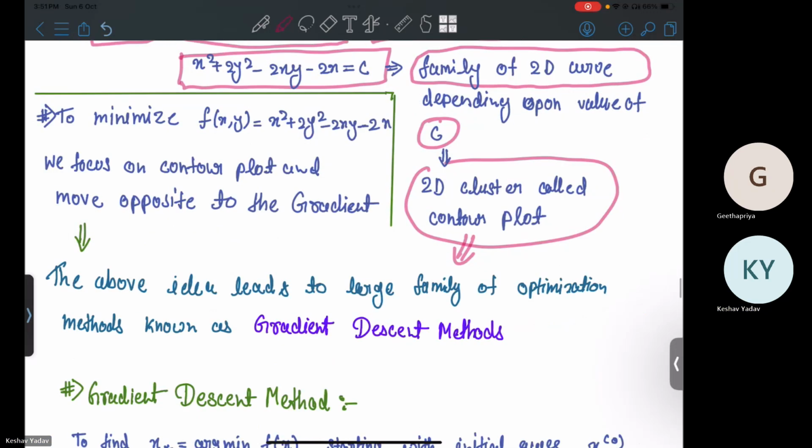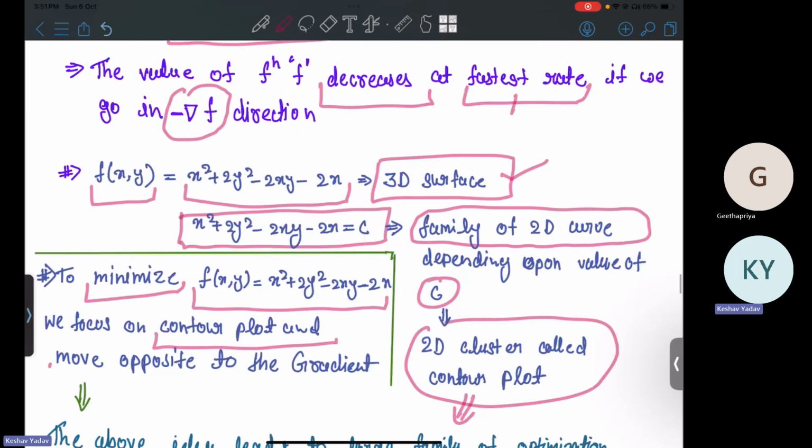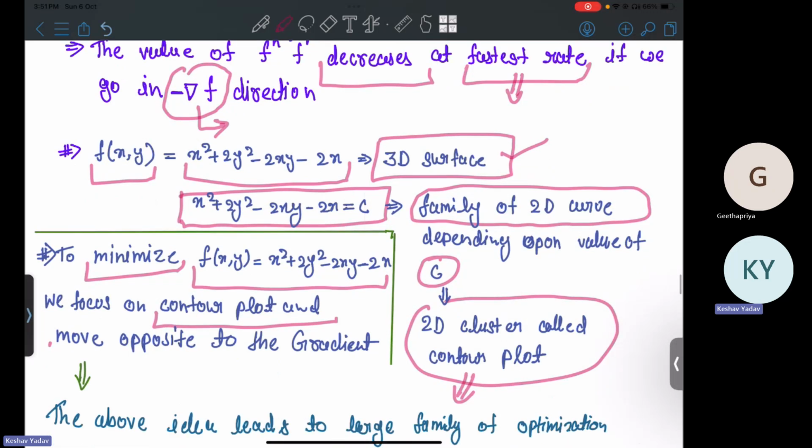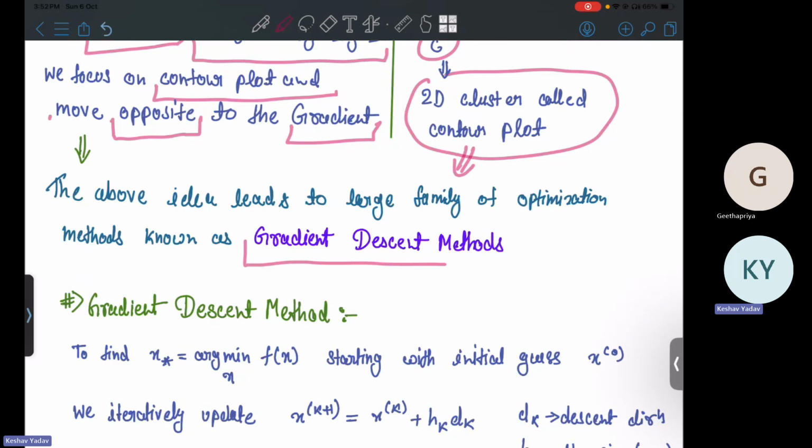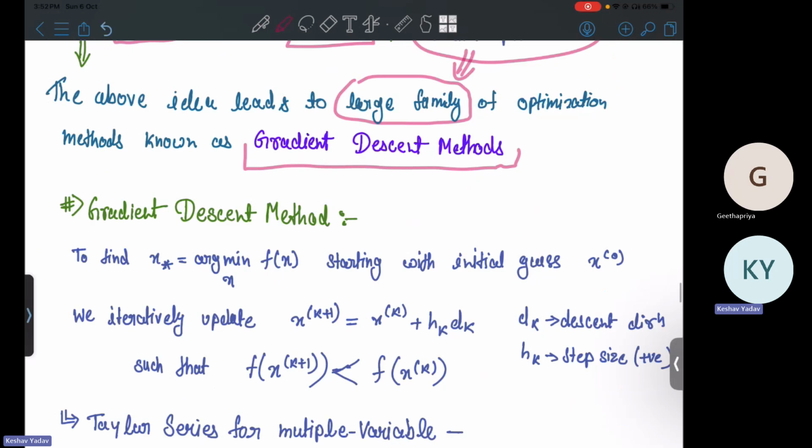Okay. So suppose I want to minimize this function, so we focus on the contour and move. We want to minimize it, and it decreases at the fastest rate in the minus gradient direction. So now what we'll do, we will find its gradient and we move opposite to the gradient to find the minima. This method is called the gradient descent method. Okay. And it is a very important method. Most of the practical problems that are data driven are optimized using the gradient descent method only. Okay.